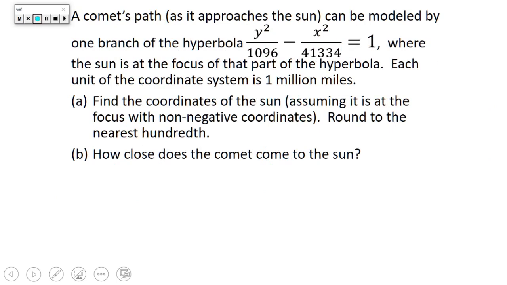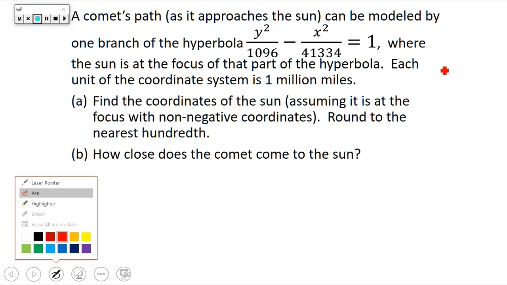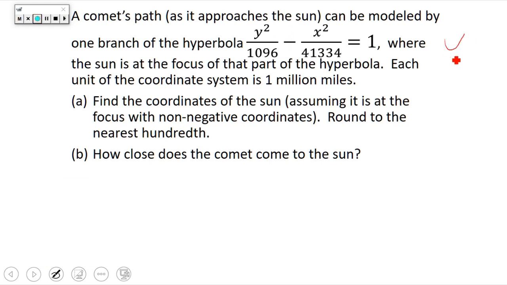Okay, last question I think here. A comet's path as it approaches the sun can be modeled by one branch of the hyperbola. So remember what it means by branch. Y is the positive term, so this is going to be an up-down hyperbola. But one branch just means like this one. There are two branches, and we're just going to look at one of them.